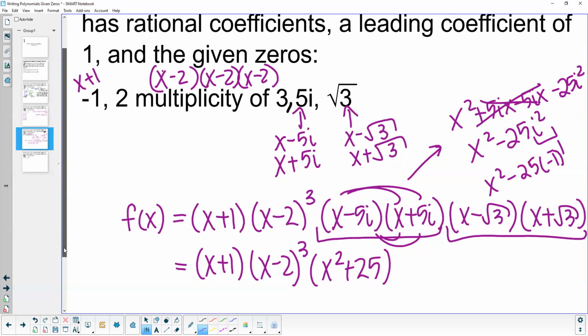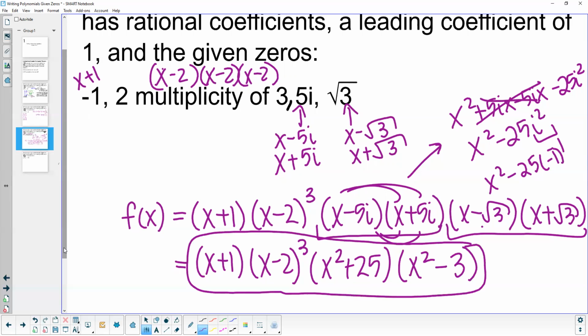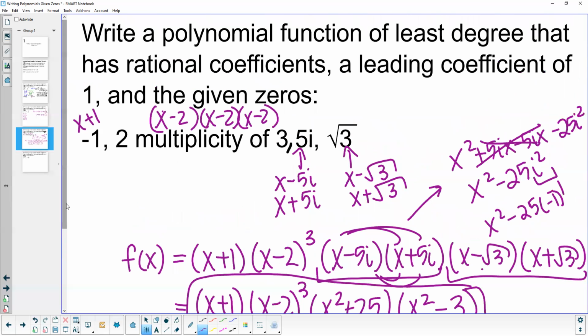And then these two we can FOIL that same way. The middle terms cancel. Negative root 3 plus positive root 3 is just 0. So we end up getting x squared minus 3. And this is what that polynomial can simplify out to. Pretty crazy, right? So that is how we can go through and write a polynomial function of least degree that has rational coefficients, a leading coefficient of 1, and the given zeros.